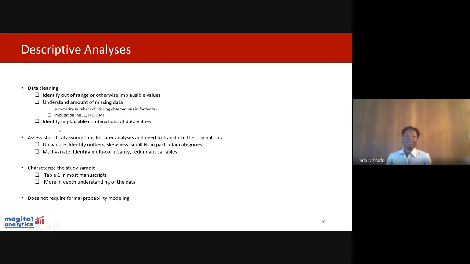So another thing that I wanted to mention, for data cleaning, is that you have to identify implausible combinations of data values. So say you are looking at a column of gender. Are there some ethnicity values that have been recorded for someone instead of the person's gender? You could look at that and try to find out what is happening in the data set.